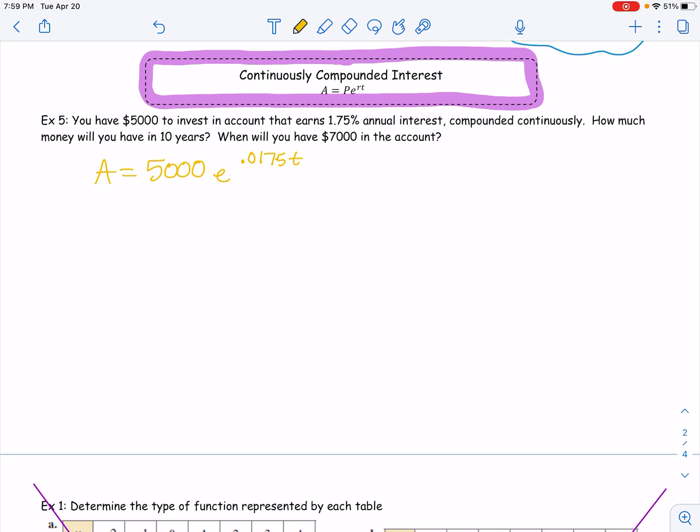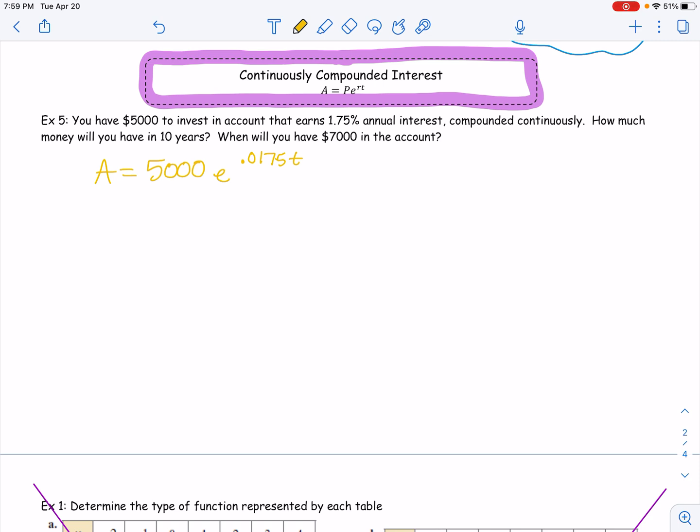And is it a growth or decay model? You should know that it's a growth model for 2 reasons. 1, because money, interest, is always growing. You can never lose. But 2, remember when our base is e, we look at the exponent. If the exponent's positive, it's growth. If the exponent's negative, it's decay. So this is a growth model.